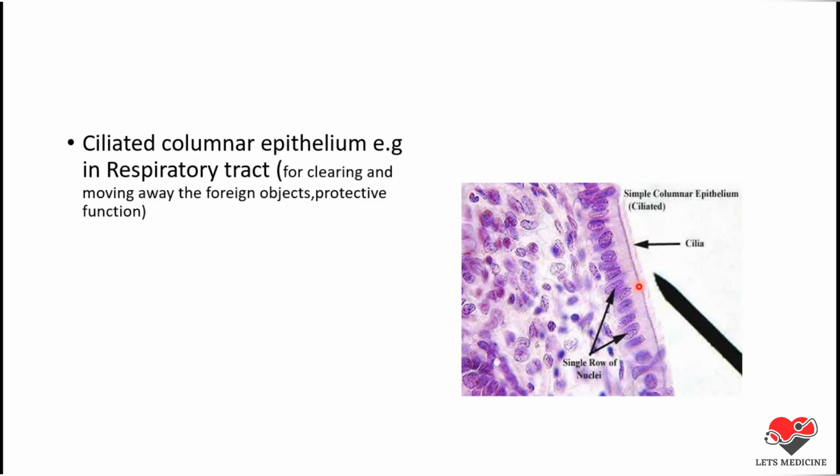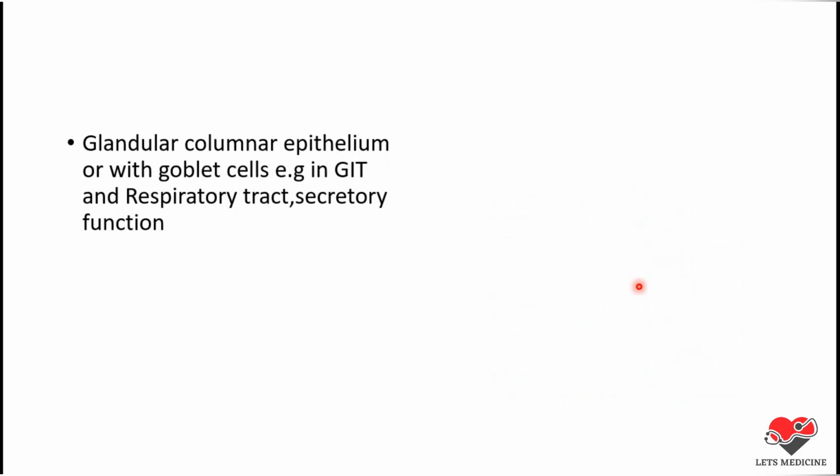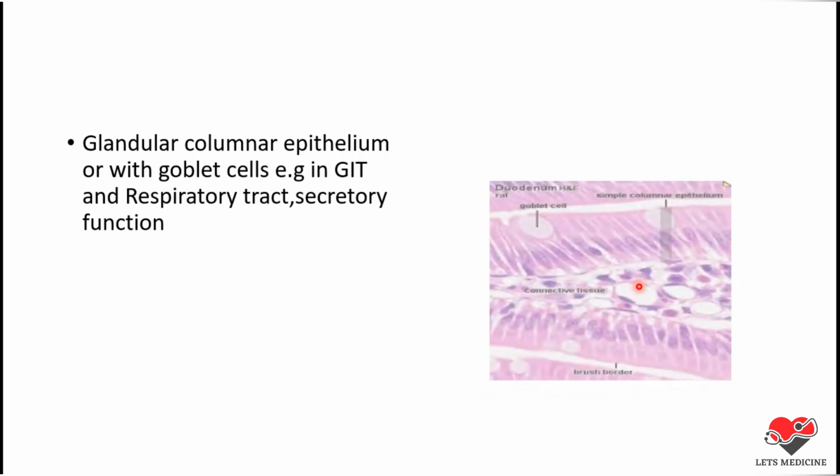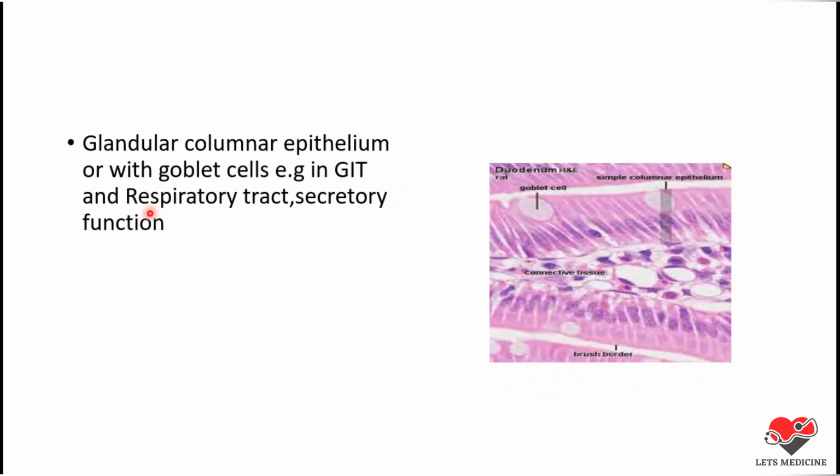Whenever you see these brush border like structures in a light microscope, these will be the cilia and not the microvilli. Then we have another specialization, that is the glandular columnar epithelium or the columnar epithelium with goblet cells. This type of columnar epithelium is present in both the GIT and the respiratory tract, and again the function of this kind of columnar epithelium is secretion. So it performs the secretory function. Here you can see the goblet cells present in the simple columnar epithelium. Okay, so the function of a goblet cell is to secrete the mucus.